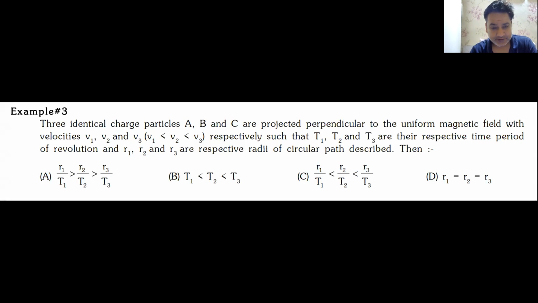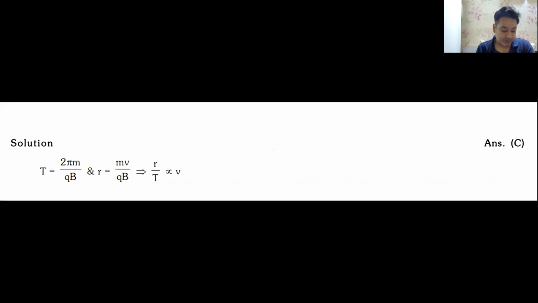Again, this is a pretty straightforward question, beta. Just have to remember simple things. Time period is 2 pi m by qB. You know this one? Yes or no? Radius is mv by qB. Can find the ratio from there. R by T is directly proportional to v. So whose v is higher? The ratio of R by T.